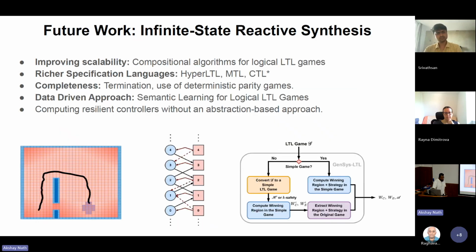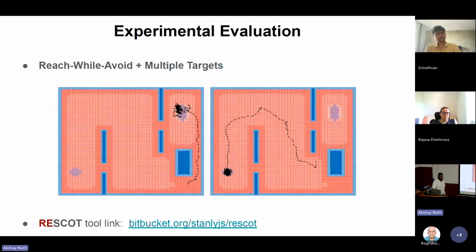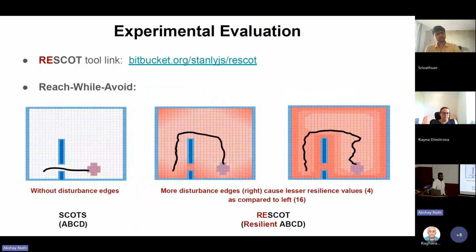Right, so coming to future work, in infinite-state reactive synthesis, this is a fertile ground for a lot of work that can be done in the future, and this area has just begun. There are already many amazing tools. These are the experimental results, actually. These two, where we show.